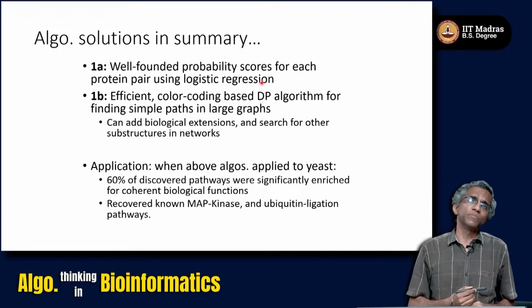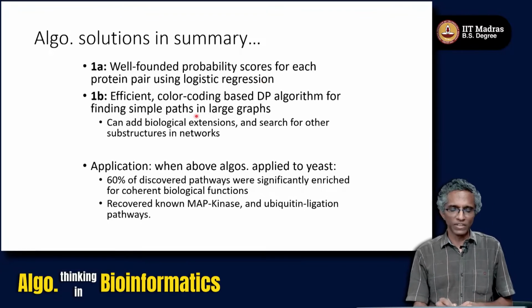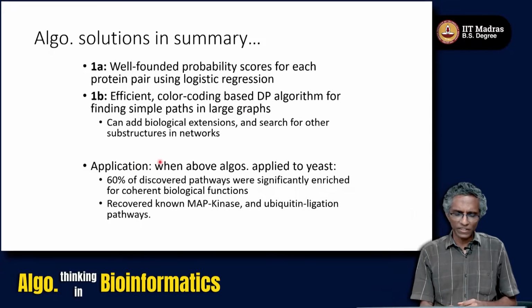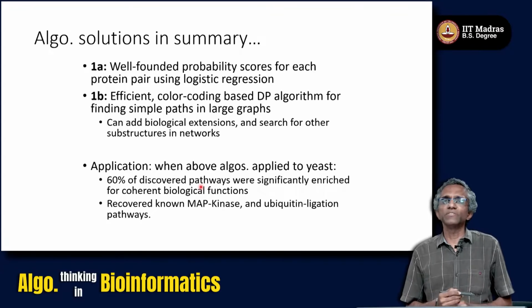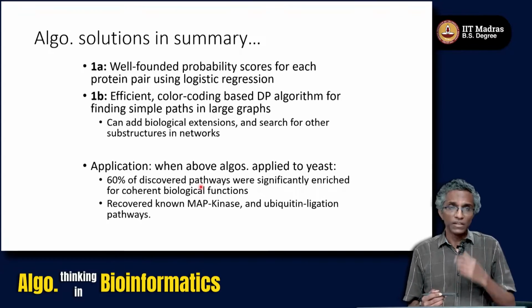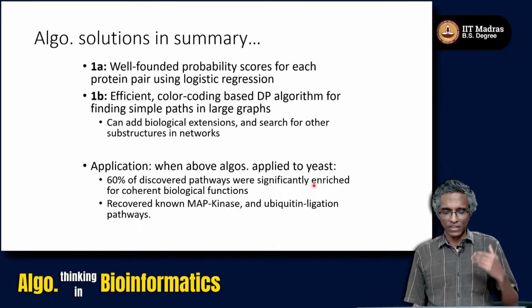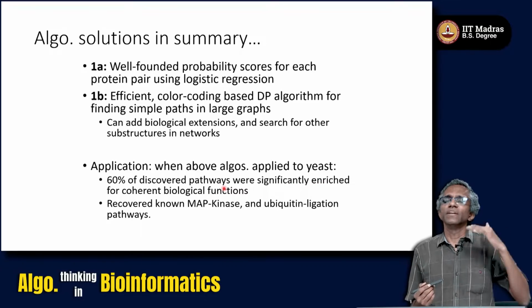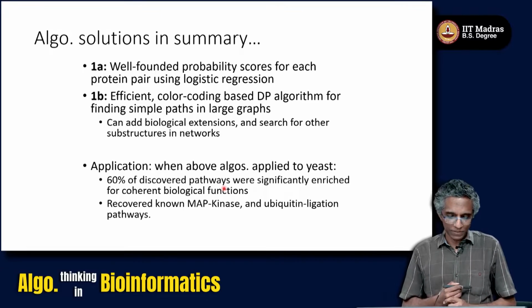So, we can come up with efficient color coding algorithms based on dynamic programming for finding simple paths in large graphs. In these applications, we have seen that when the above algorithms are applied to yeast, we are able to recover known pathways, and 60% of the discovered pathways were enriched for coherent biological functions. So, in addition to the known pathways, you can also use it to discover novel pathways.